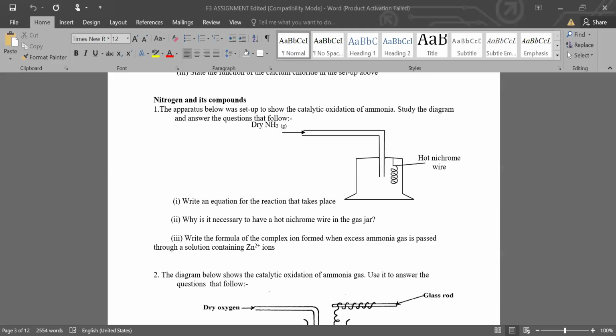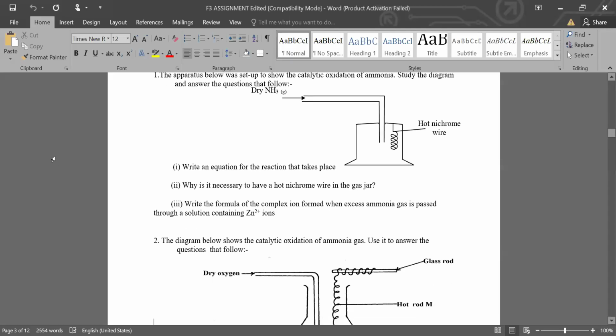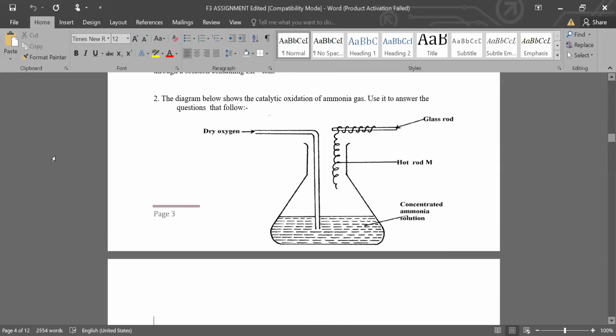We move to question number 2. I hope I am clear. We move to question number 2. In question number 2, there is the diagram there of the catalytic oxidation of ammonia. That question is like the other one we have done up there.